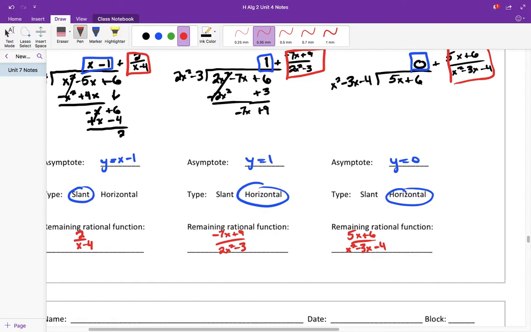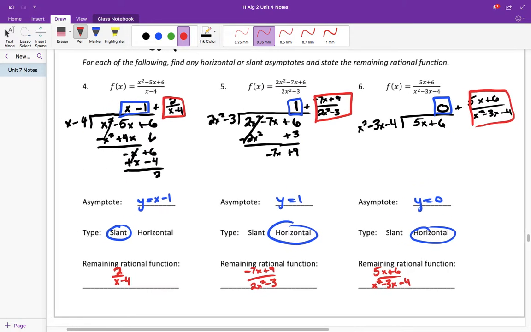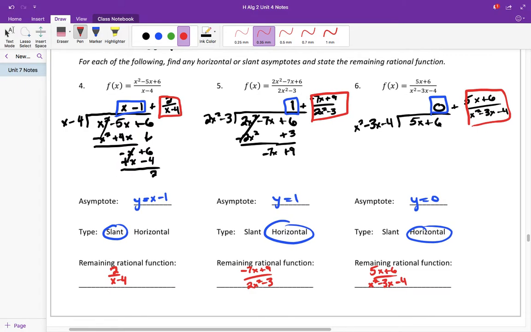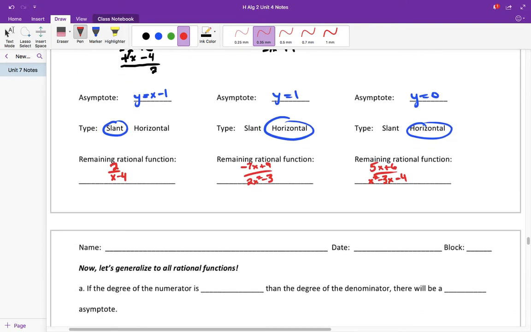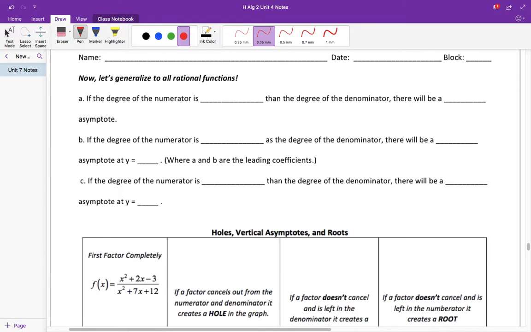Now, looking at each of these examples, it's great that we can find asymptotes that way, but trying to do long division every single time is going to become very tedious. And so here's where I'd like to start looking for some shortcuts. In order to find those shortcuts, as we look to generalize on this next page, what that's going to depend on is the degree of your numerator and denominator.